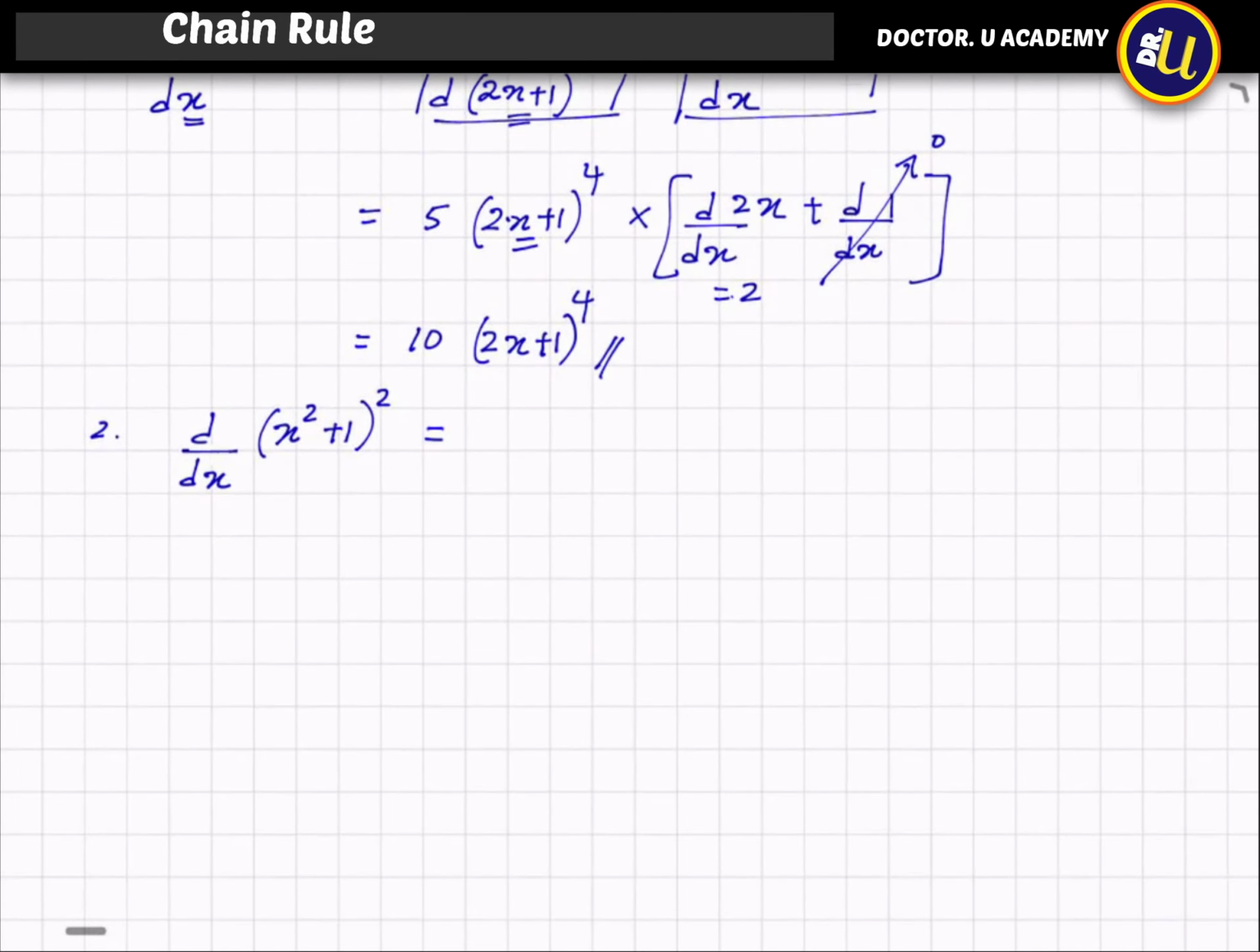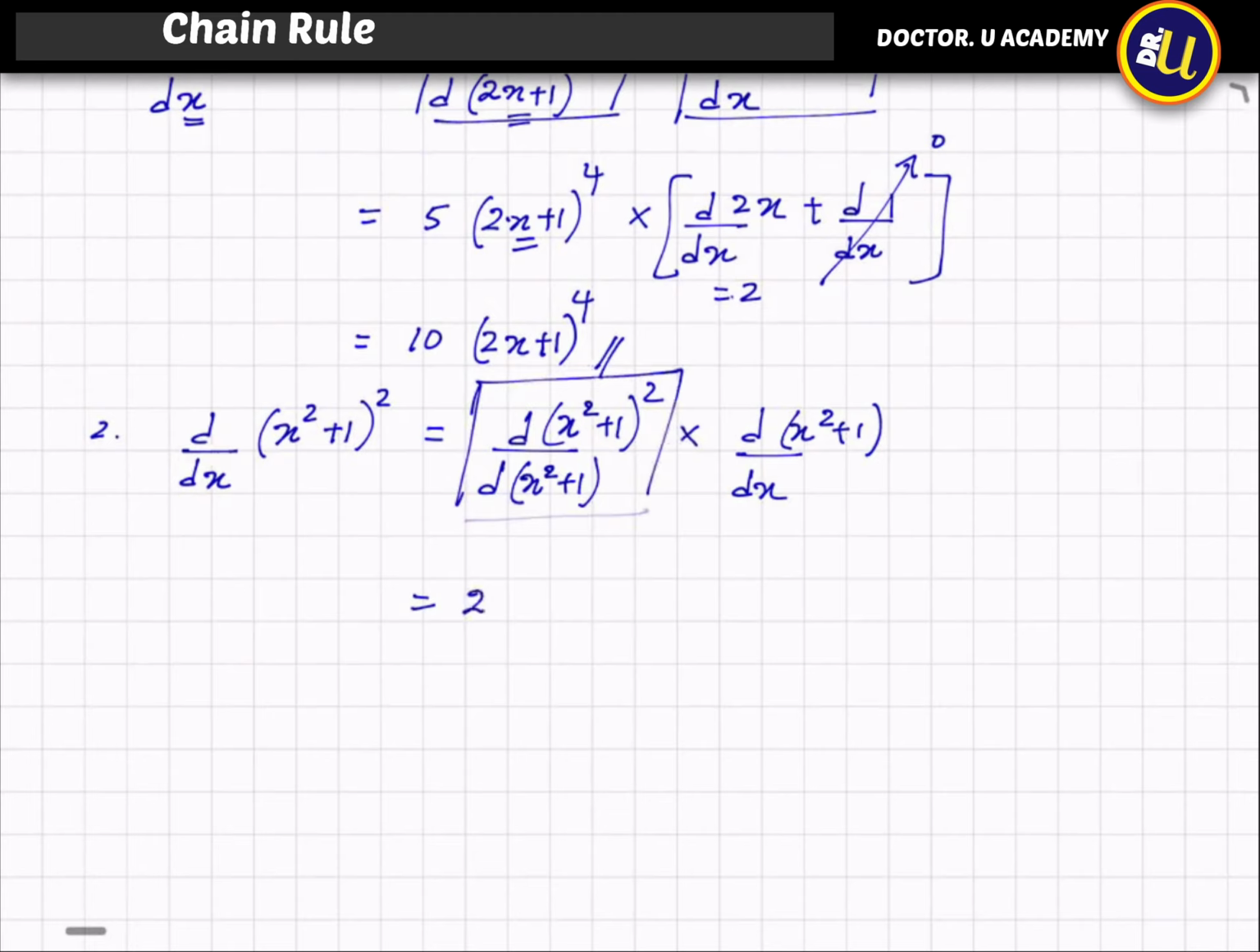Okay, so in the second question, you have to do the same construction. So d/dx of x squared plus 1, then you have (x squared plus 1) squared. So you are going to do the construction and the cancellation: d/dx of x squared plus 1, and then divide by dx. Then from this block, your answer would be 2(x squared plus 1). This is going to be very easy once you know the logic.